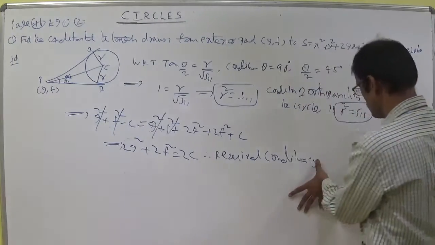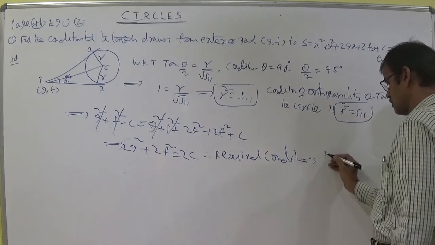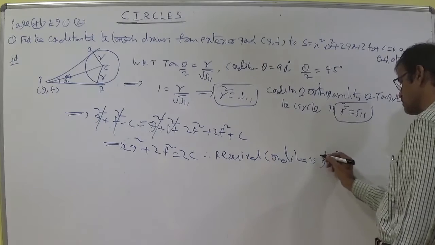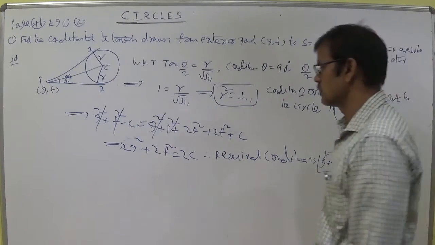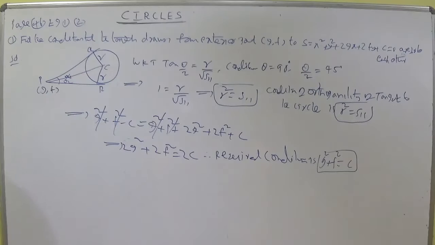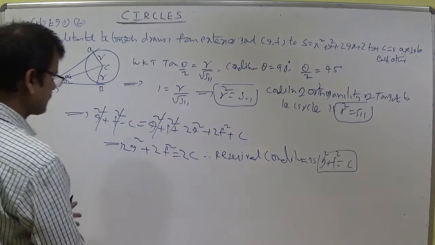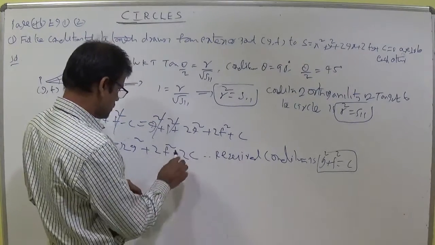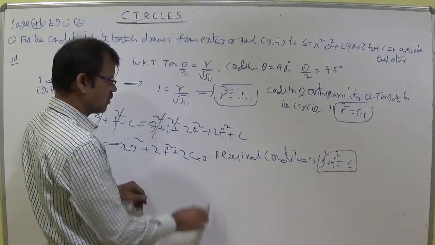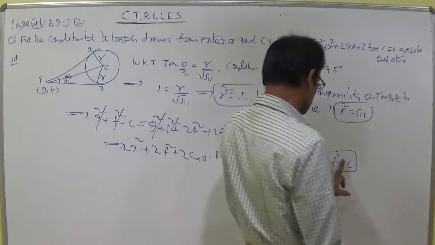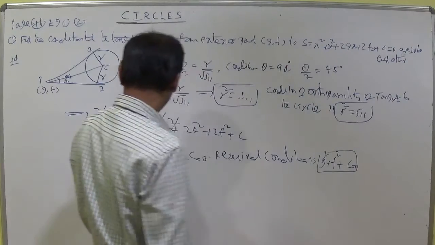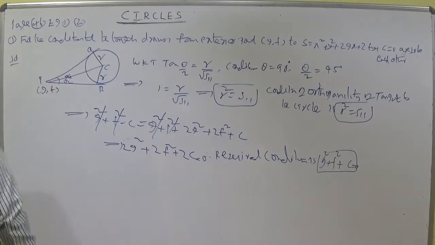The required condition is g square plus f square equal to c. By dividing by 2, g square plus f square plus c, given, plus 2c. Another sum is also there in the model: g square plus f square plus c equal to 0. Taking this one to this side, it becomes plus 2c.